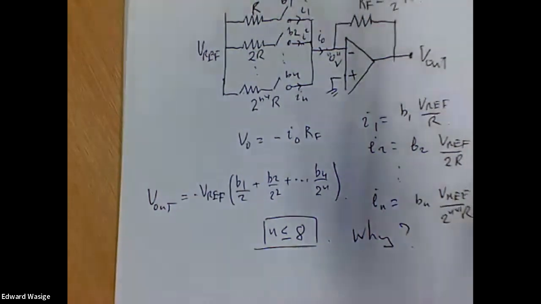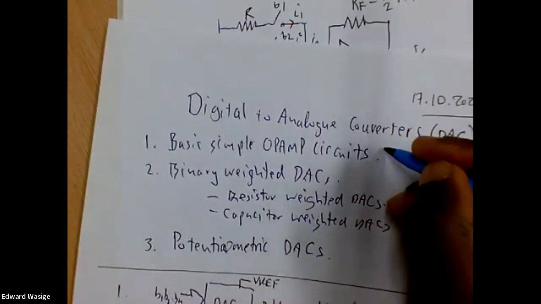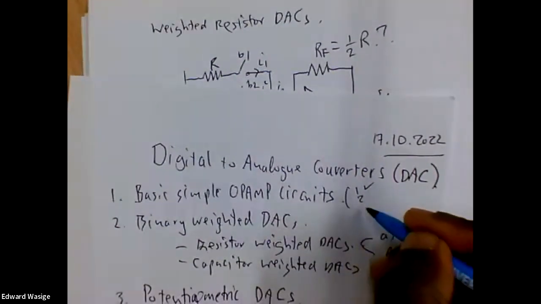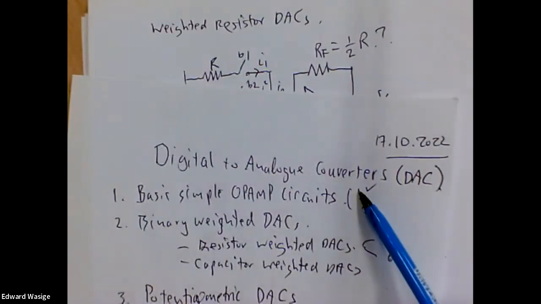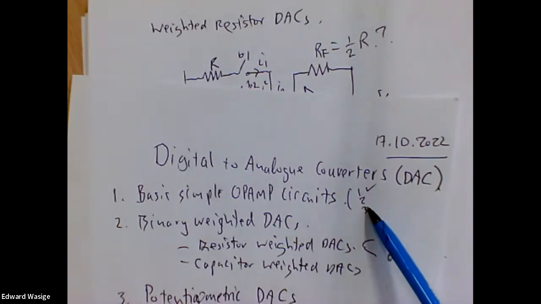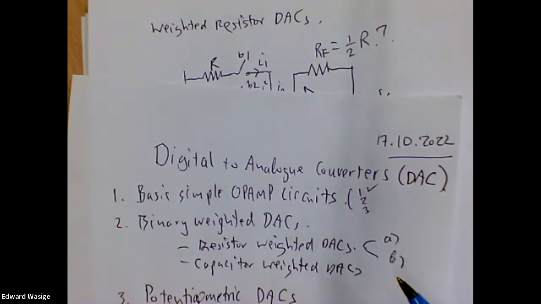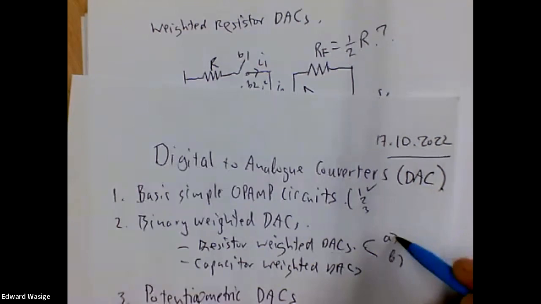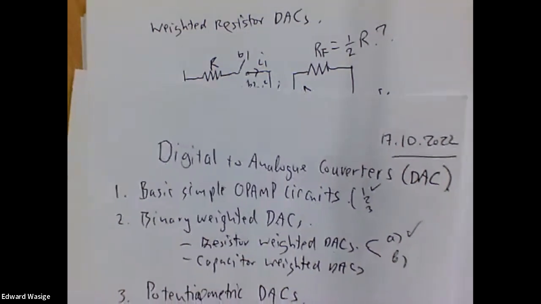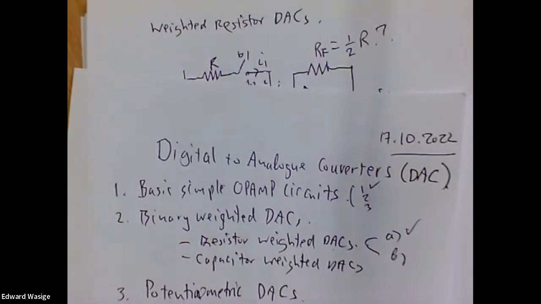So we've already done one simple circuit. There are actually 3 simple circuits. The summing amplifier is the simplest op-amp circuit that we use. There are 2 others that we'll look at in a minute. The weighted resistor has 2 versions. We've already looked at the first one, which is based on the summing amplifier.